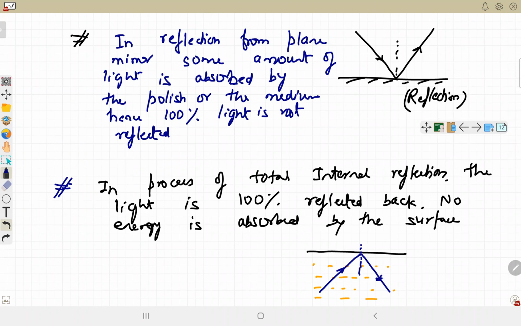Correct? In this case, it is not a polished surface. Even the 100% light will be reflected back. 100% intensity is reflected back. Got it?